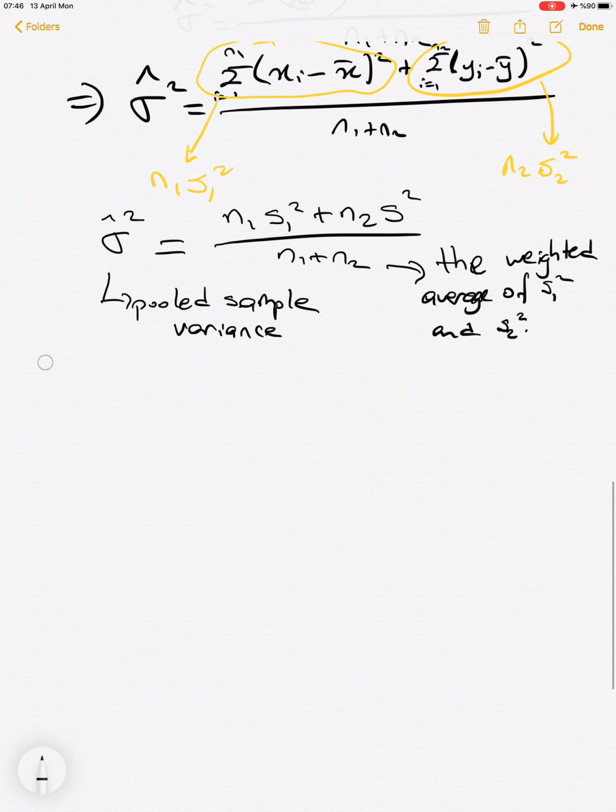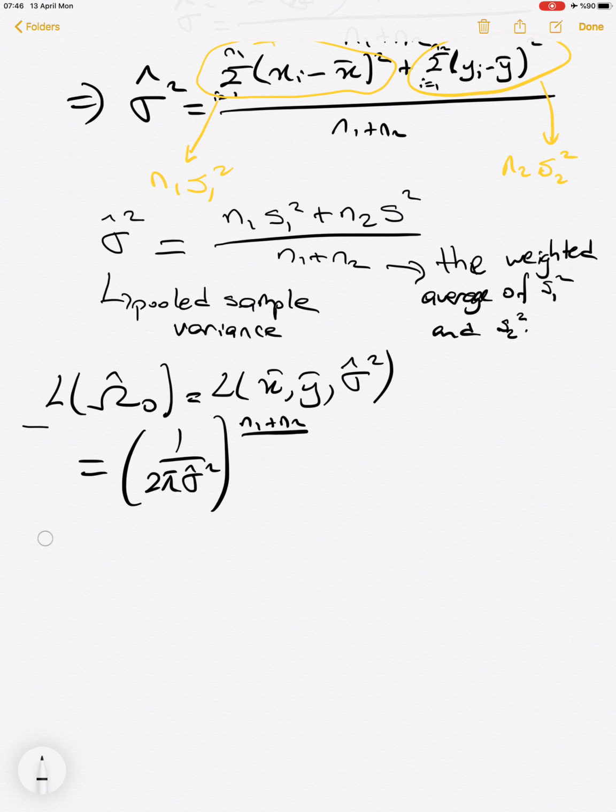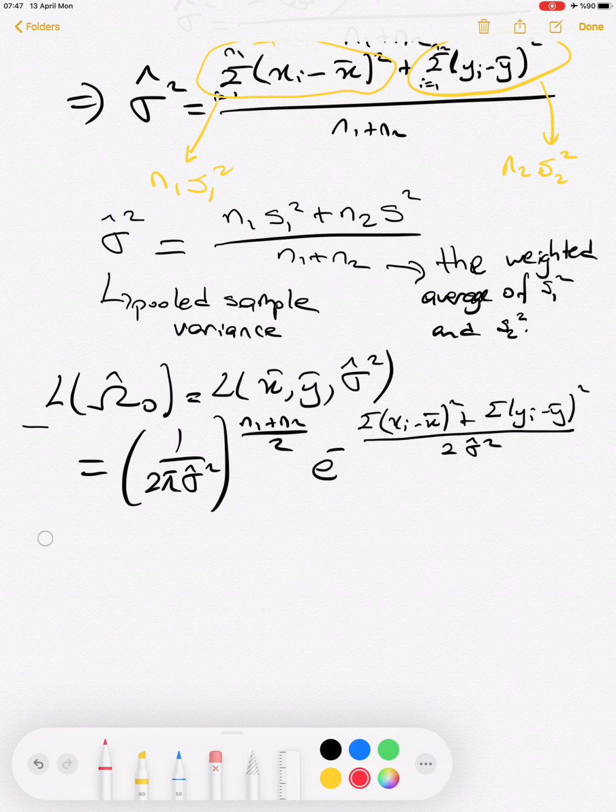Okay, so let's put all these under the likelihood. Then we will have x bar, y bar, and sigma hat square. So we have 1 over 2 pi sigma hat square to the power of (n1 plus n2) over 2, and e to the minus the summation of (xi minus x bar) whole square plus the summation of (yi minus y bar) whole square, divided by 2 sigma hat square. Again, let's focus on this part.